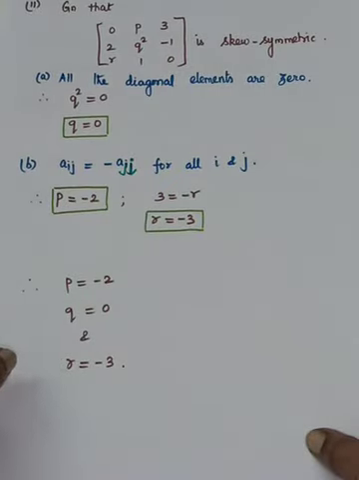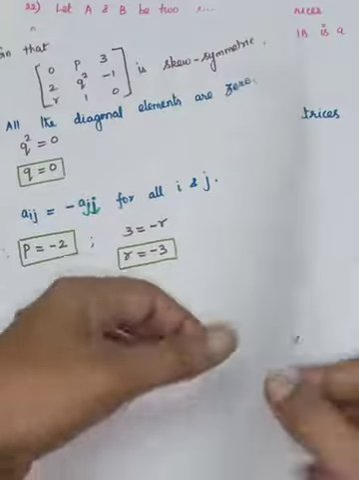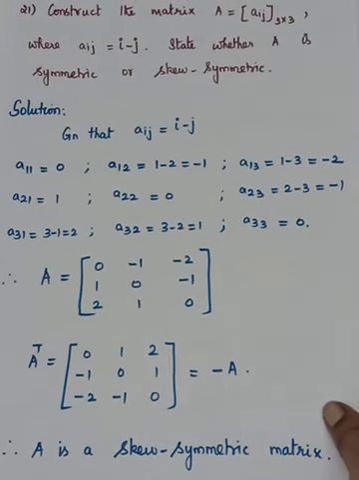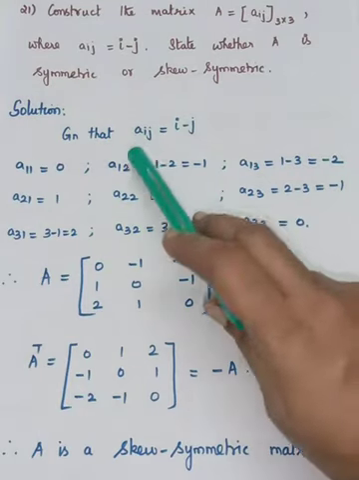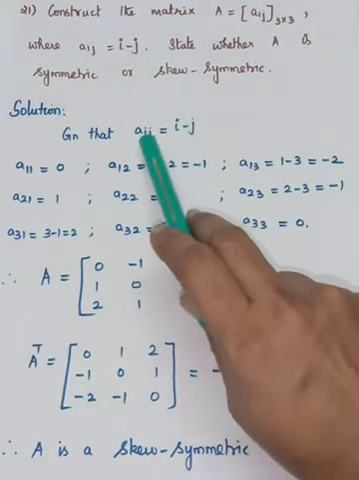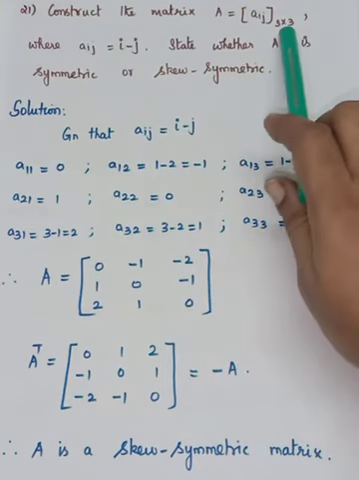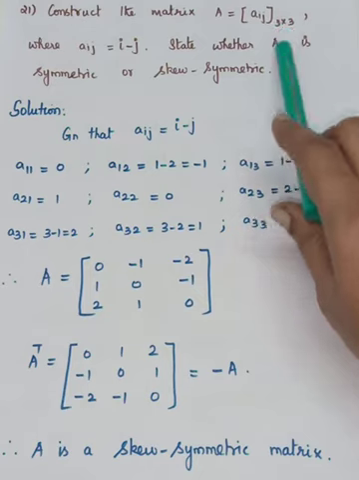So next one, exercise 7.1, problem number 21. Construct the matrix A having the elements Aij whose order is 3 by 3, where Aij is equal to i minus j. State whether A is symmetric or skew symmetric. So what is the condition given? How to construct using this result? Aij is equal to i minus j. We have to construct a 3 by 3 matrix, that means 3 rows and 3 columns.